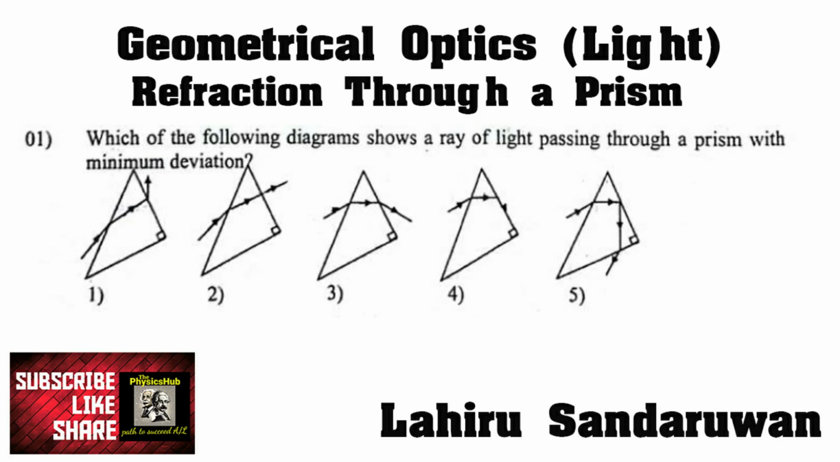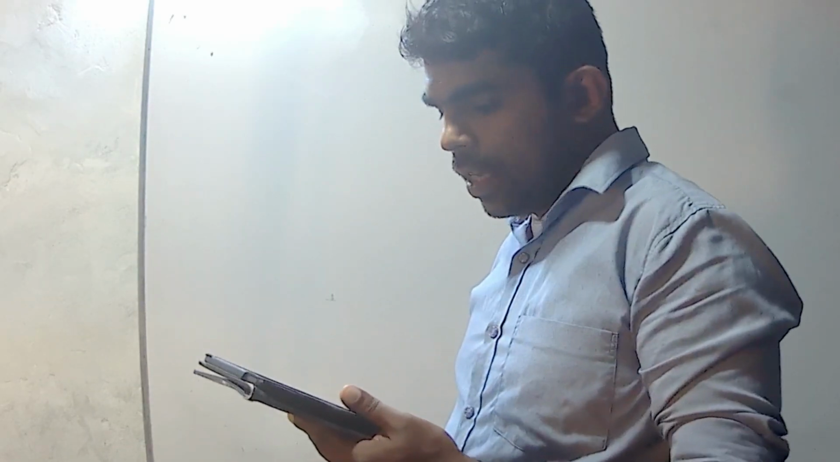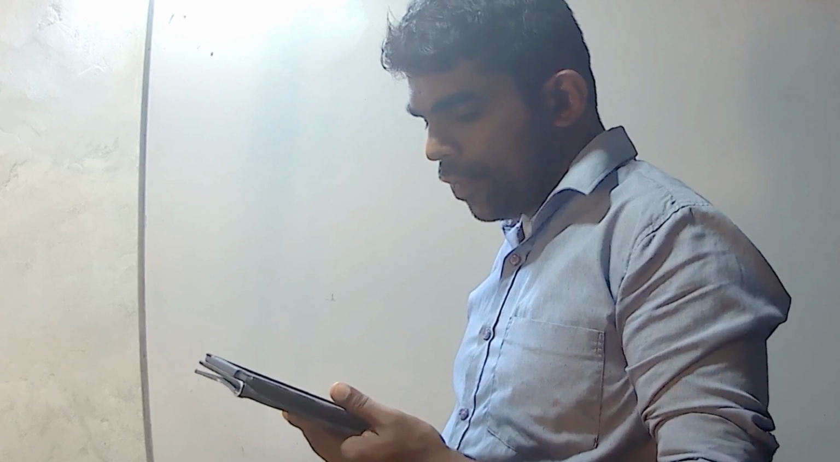Which of the following diagrams shows a ray of light passing through a prism with minimum deviation? We know that when considering the ray related to minimum deviation, it should pass symmetrically through the prism.